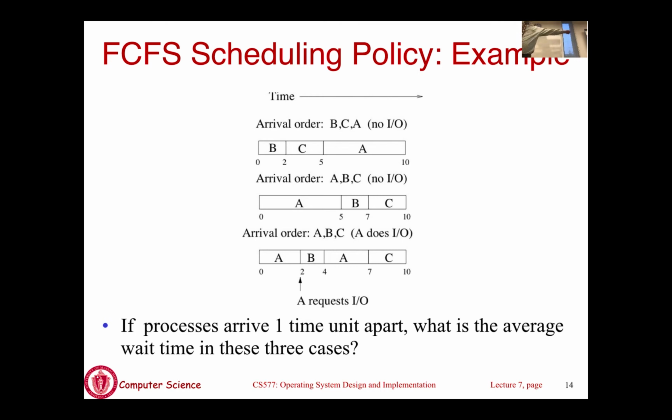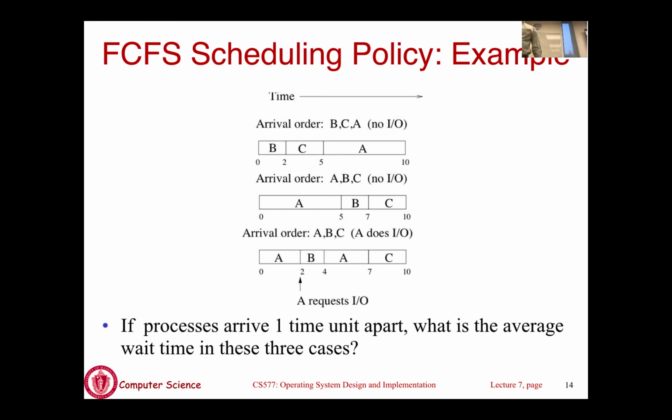So, the third example is just showing you what happens when you do I/O, okay, which basically says if A makes any blocking calls, once it arrives, then it has to relinquish the CPU, B gets to run, and then if its I/O is done, when B completes, it can resume execution.